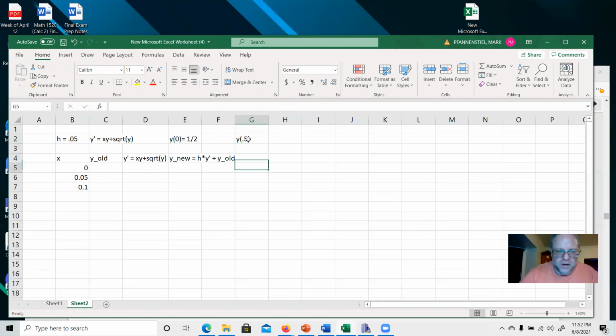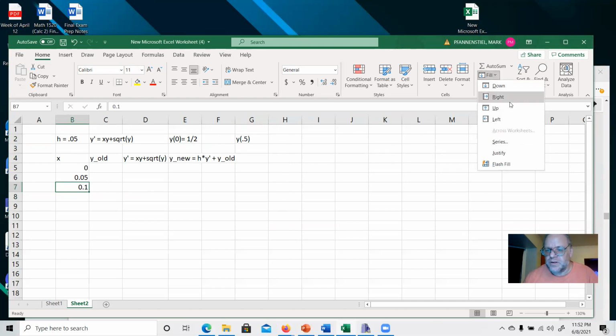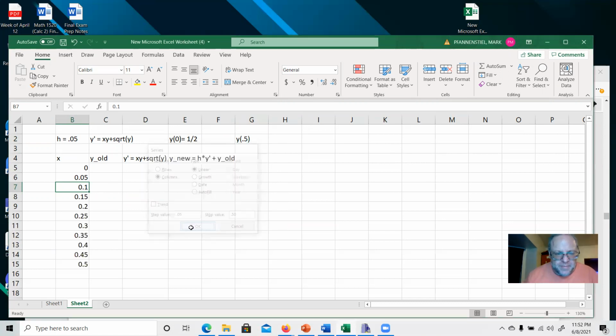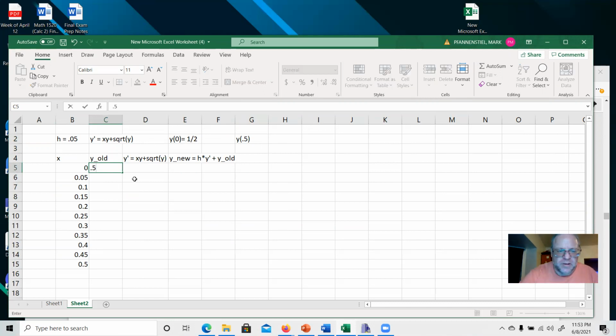So here we go. We're going to go down here and we need to fill series, getting the columns, otherwise it'll go all the way across and it'll be terrible. Our step value is 0.05, so we're counting up by nickels, and we are stopping when we get to 50 cents. That's not too many steps. Our y old, what are we starting with? Right, y of 0 is 0.5.